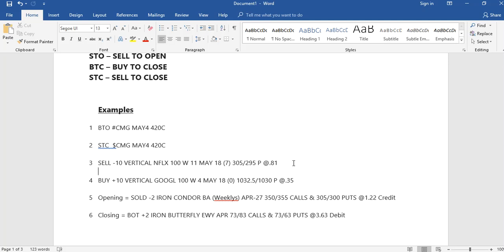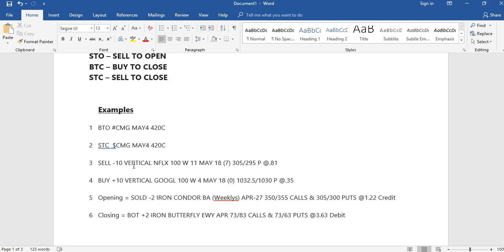Whereas in the above two trades, it did not specify a specific price amount. So again, if we were to write this out in a sentence, it would be something to the effect of, I sold a vertical credit spread on Netflix for the May 11th expiration, strike prices at 305 and 295, and I received an 81-cent credit. So instead of having to write out that whole sentence, we can abbreviate that.